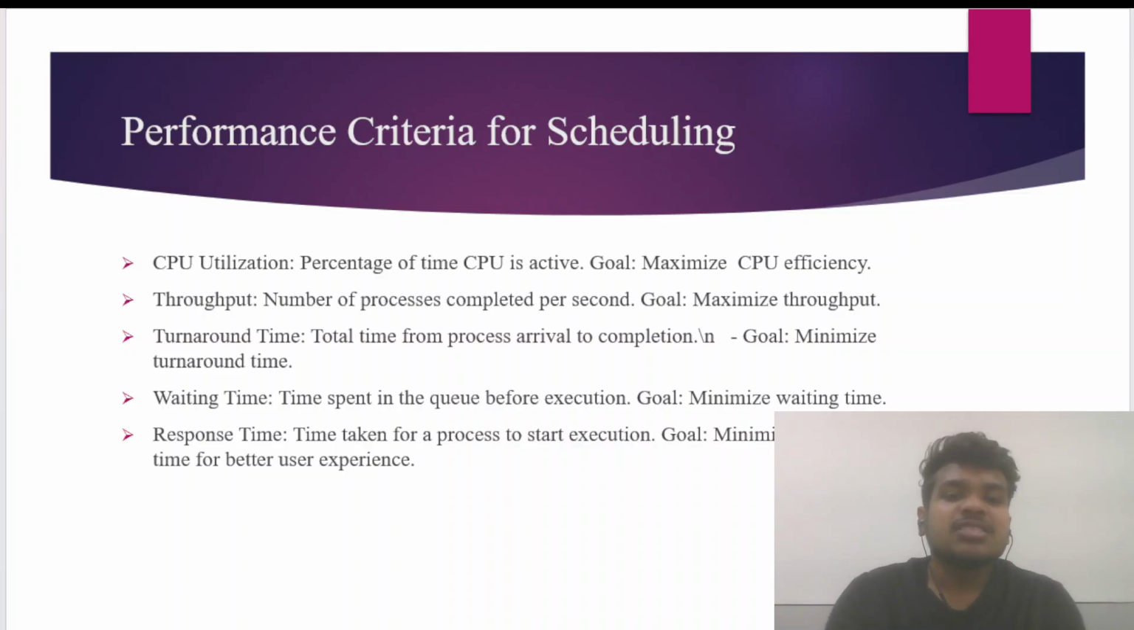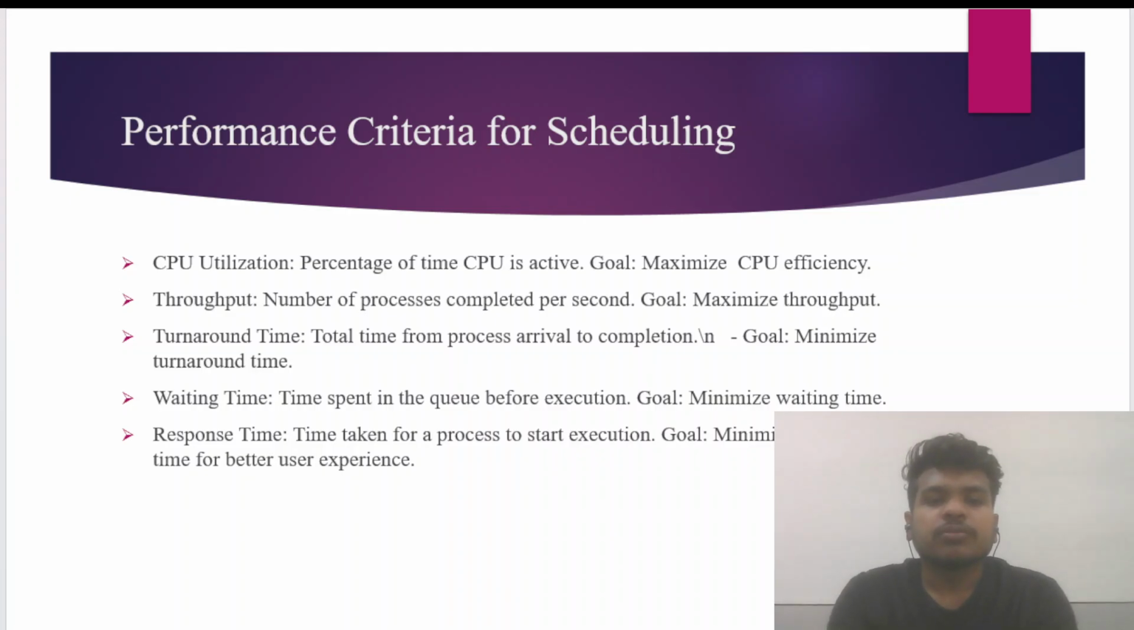The first one is CPU utilization. It means the percentage of time the CPU is actively working. It is not idle. If it is working, then it is CPU utilization. Higher CPU utilization equals better efficiency. For example, if your CPU is busy 90% of the time and idle 10% of the time, then the utilization is 90%. The goal is to maximize CPU utilization, that is, to keep it busy but not overloaded.